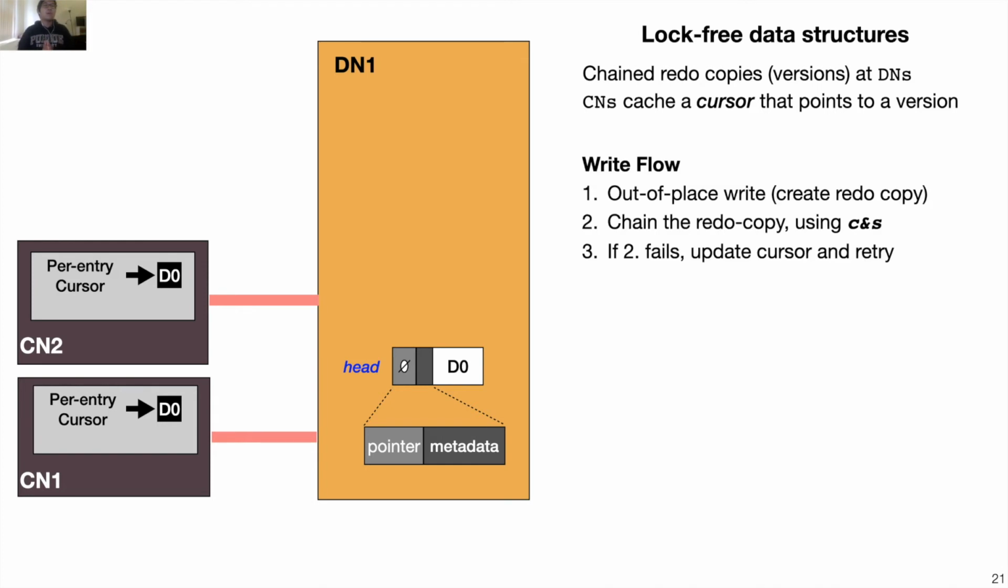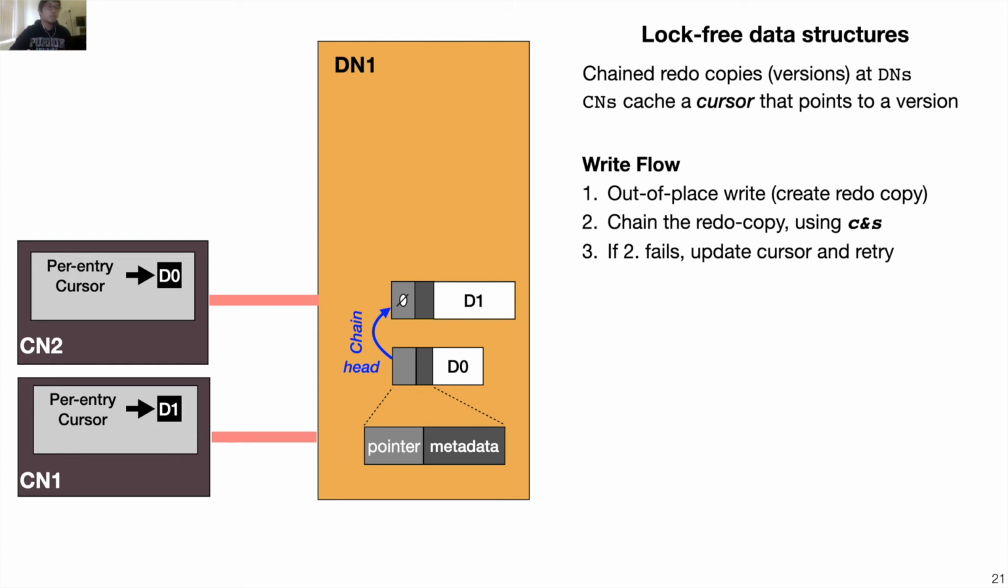At a high level, Clover's key write is out of place. It creates a new redo copy version, which will be linked onto the chain. Let's say CN1 now wants to write a new data D1. It first uses RDMA write to write the new data to a new location in the DM. Since CN1's local cursor points to D0, it will perform an RDMA compare and swap to atomically chain D1 onto D0. Locally, CN1 will also update its cursor to reflect this change.